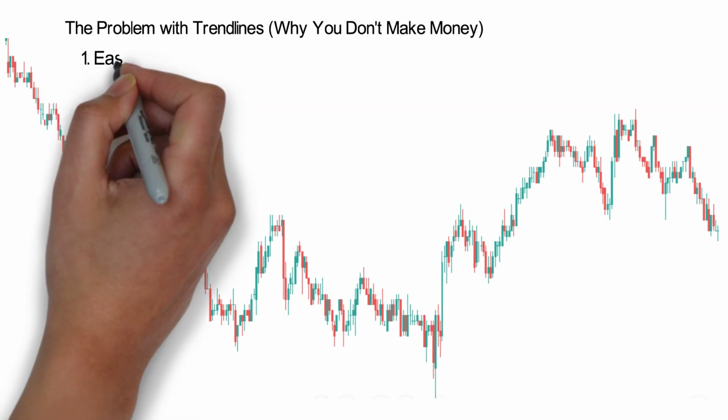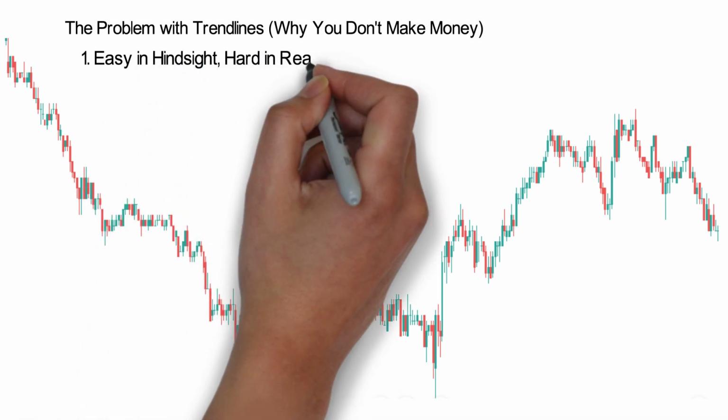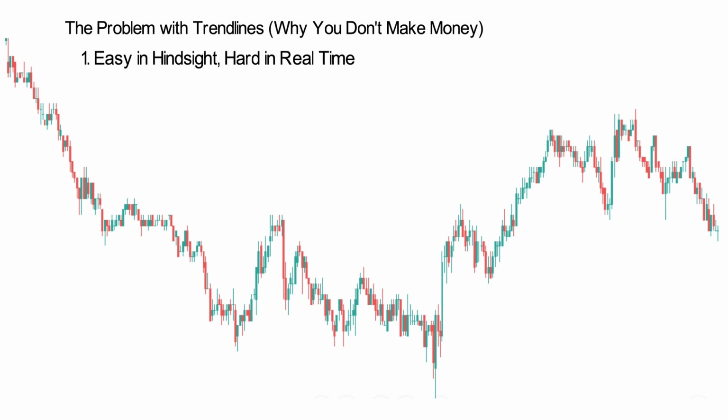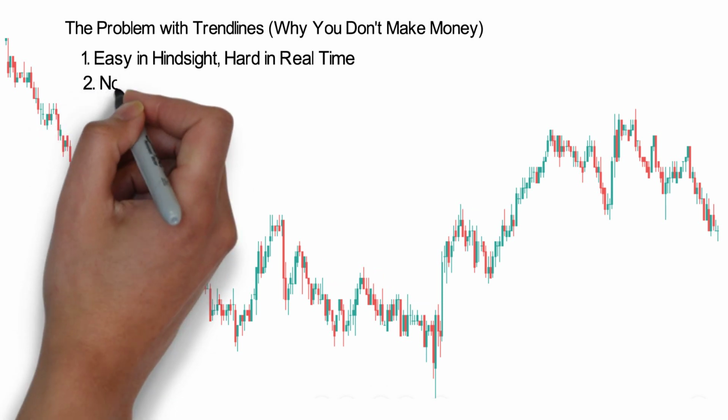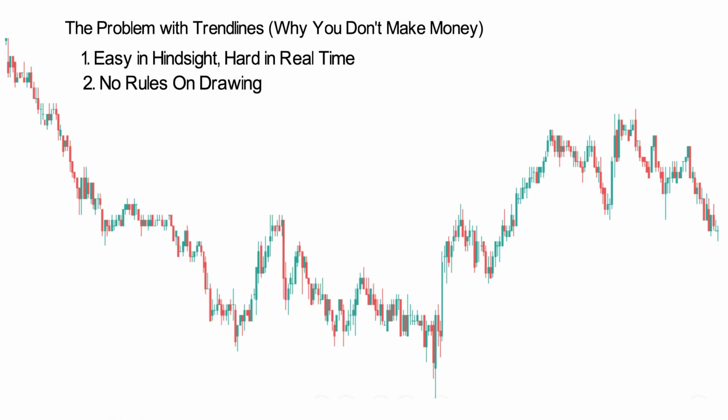All right. Problem number one. Trend lines are very easy in hindsight, but they are hard to draw in real time. Problem number two. There are no rules on drawing a trend line. Do you start from the tip wicks? Do you start from the closes? Do you start from the top? Do you start from the bottom?